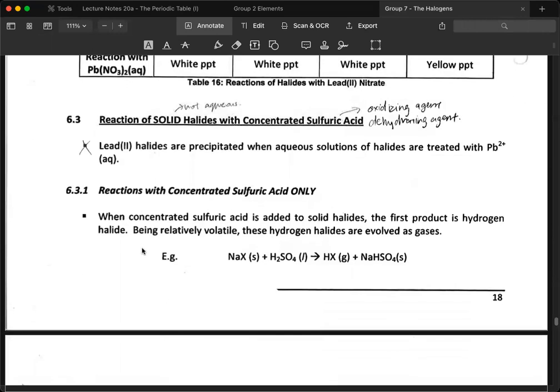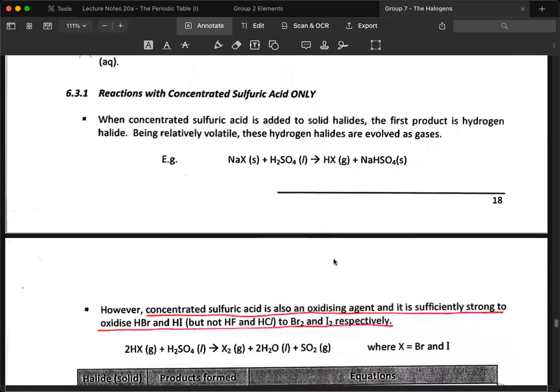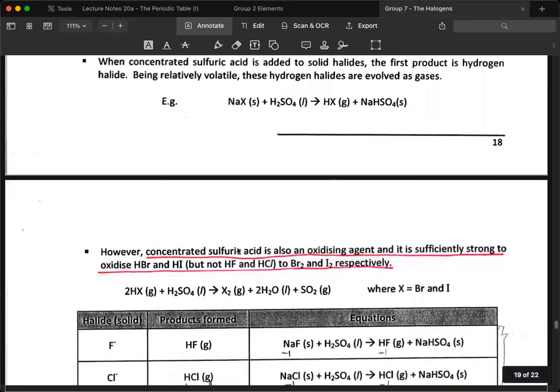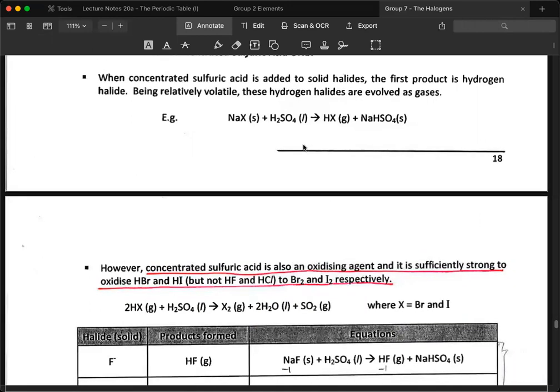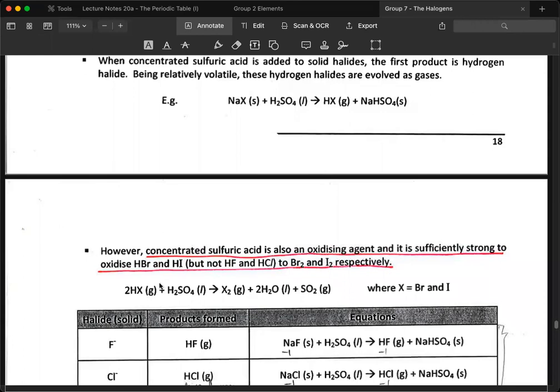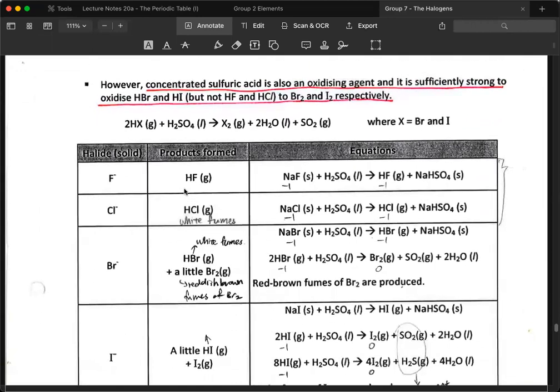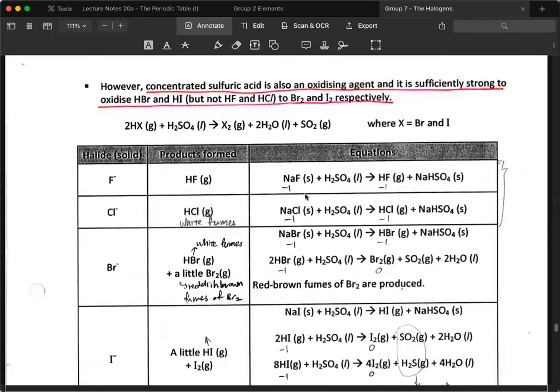When concentrated sulfuric acid is added to a solid halide, the first product is hydrogen halide. Being relatively volatile, this hydrogen halide is evolved as a gas. However, concentrated sulfuric acid is also an oxidizing agent, and it is sufficiently strong to oxidize HBr and HI to Br2 and I2 as well. So you have all these halides and the products formed, and the equations.